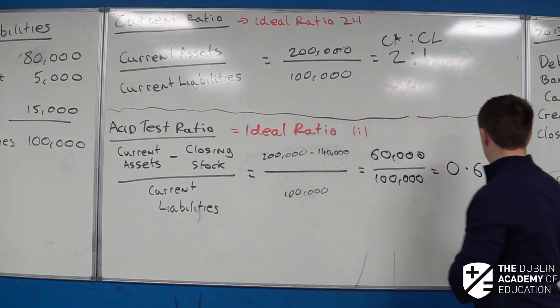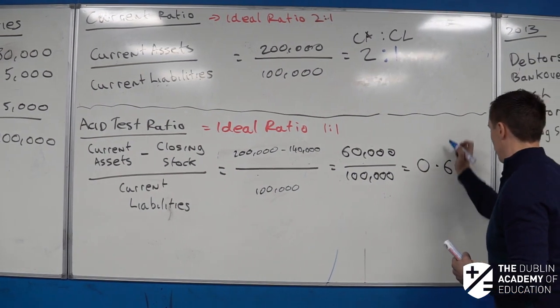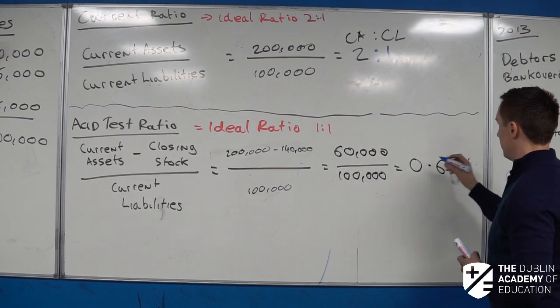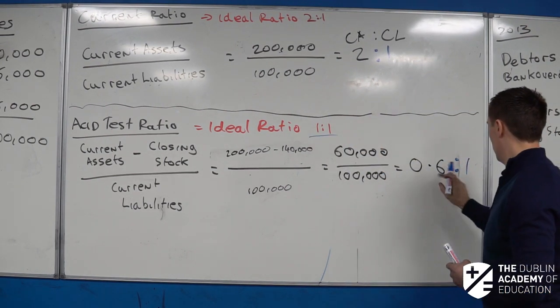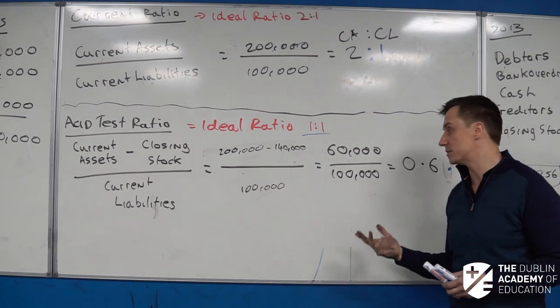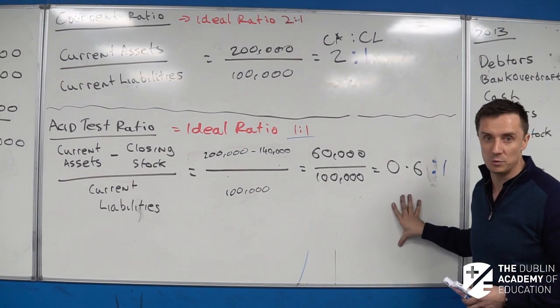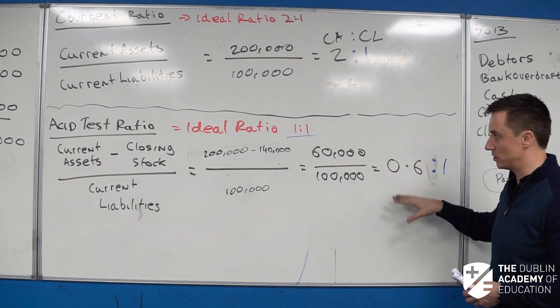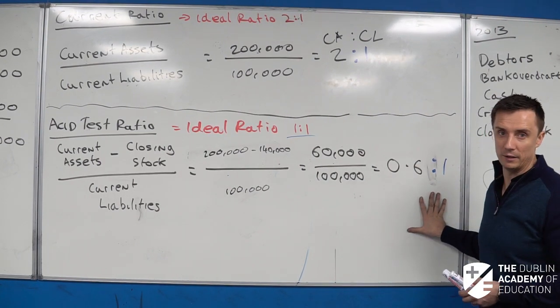Okay, now guys, this business here is in trouble. If you're looking at it here, the ideal ratio we see there is 1 to 1. This business is 0.6 to 1. So they're going to have trouble paying their bills as they come in, and that's what we've spotted there. Okay, so make sure when we're going down to the analysis, that's why we bother calculating the asset test ratio.